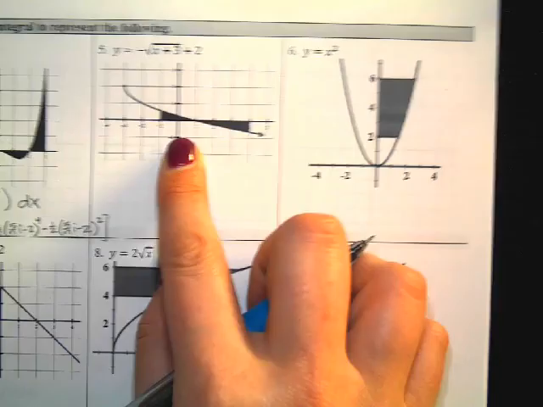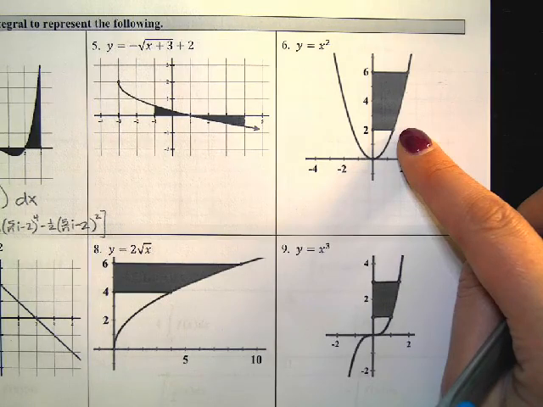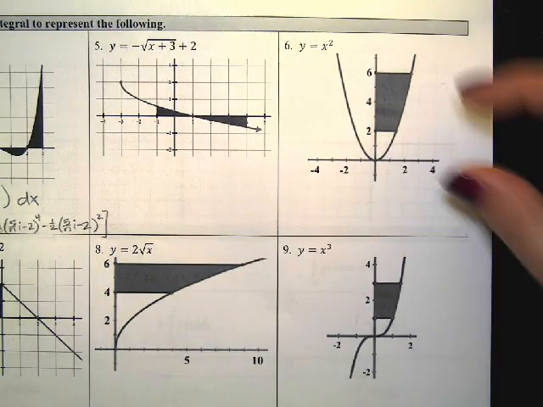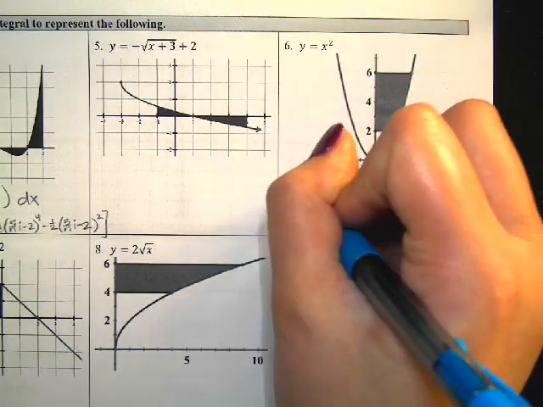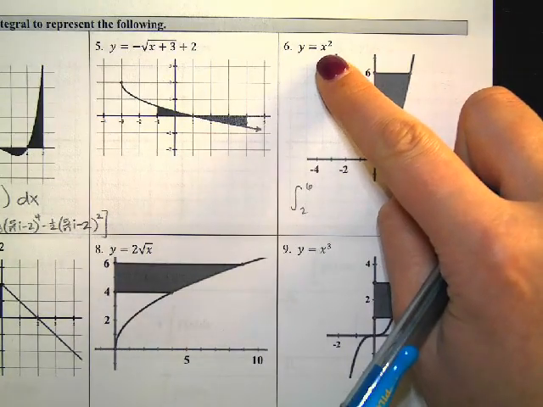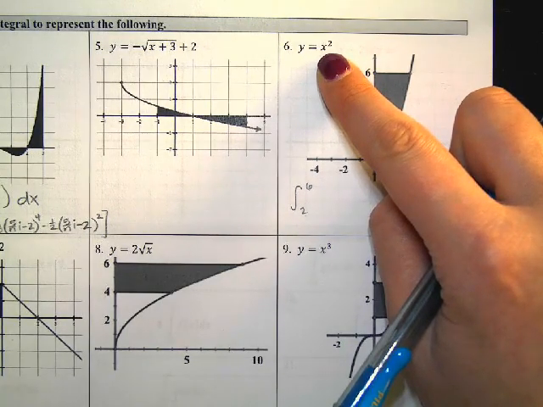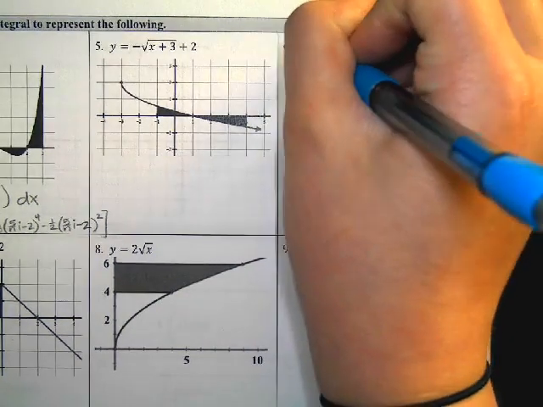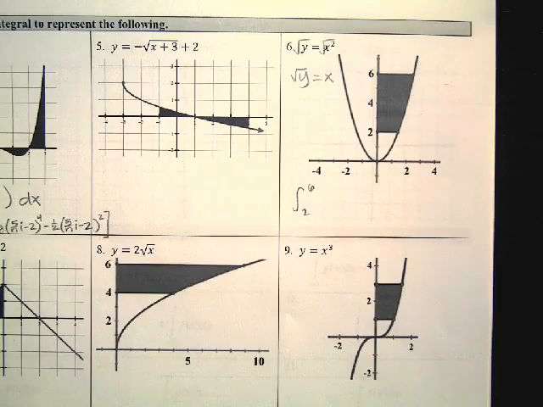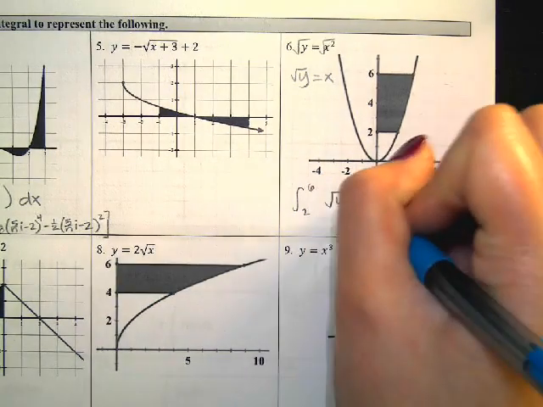So number 5, very similar. Number 6 is different because it's not up against the x-axis. What axis is it up against? The y. So we're going to write the problem, we're just going to do everything in terms of y. So the interval is going to be from 2 to 6. We have to write the function in terms of y instead of in terms of x, which means we need to solve for x. We need the x to be completely alone. So I'm going to go ahead and square root each side. Square root y equals x. So I'm going to say square root y and then dy.